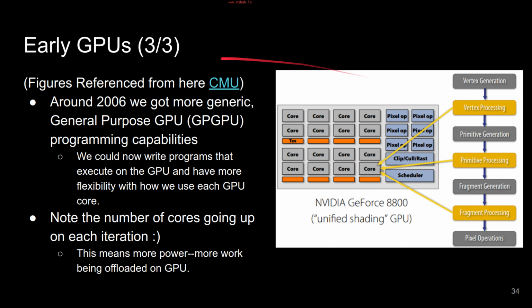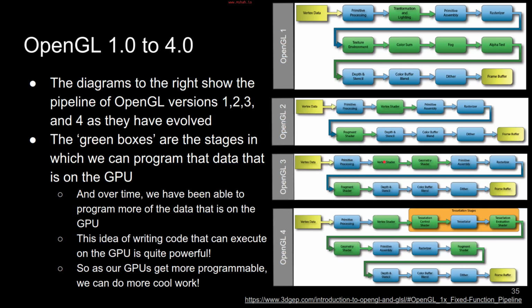So then a few years later, this thing sort of evolved our GPU and its capabilities into what's called general purpose GPU programming, GPGPU. That's a little bit of a mouthful, but that was the idea. And now it said we could write programs that execute on the GPU and have much more flexibility with how we're using each of those cores, those ALUs, plus a little bit of logic on how we did things. Okay, so we're getting more cores and more power as time goes on, and more capabilities in our GPU. So now we're able to do more and more stuff, which is pretty cool.